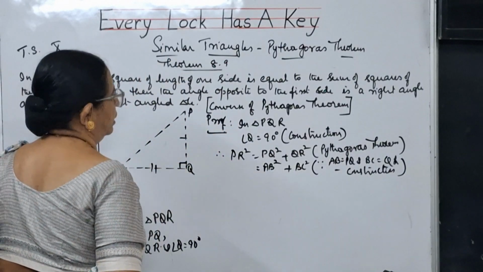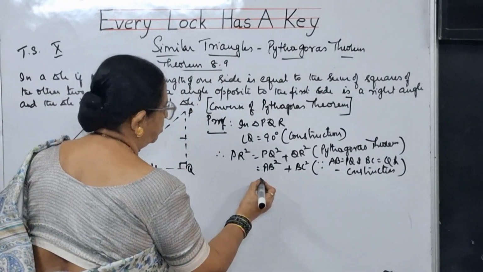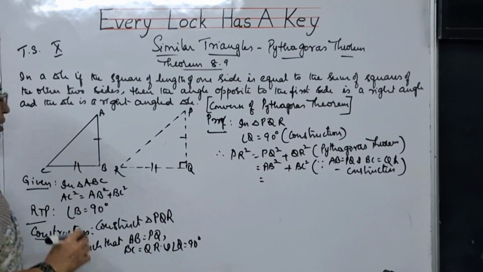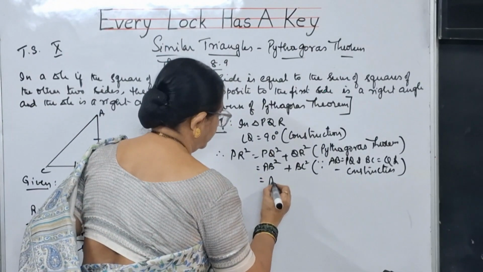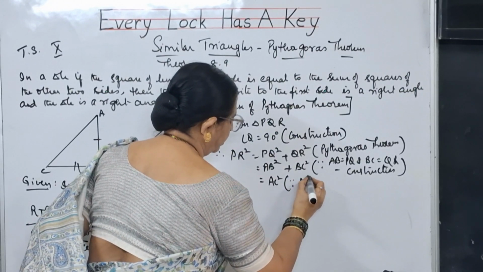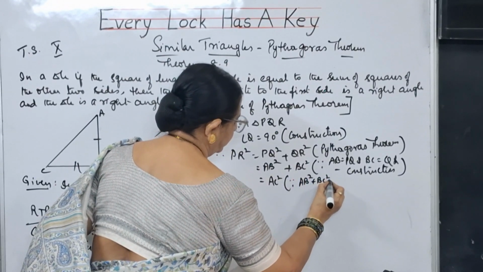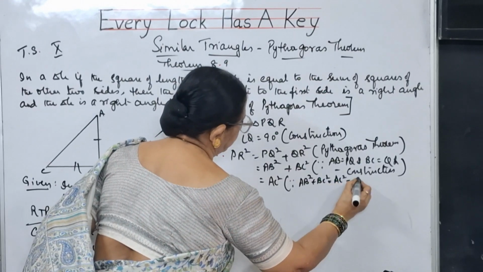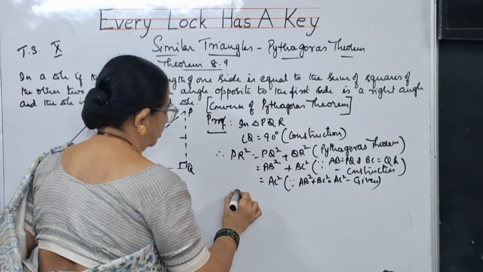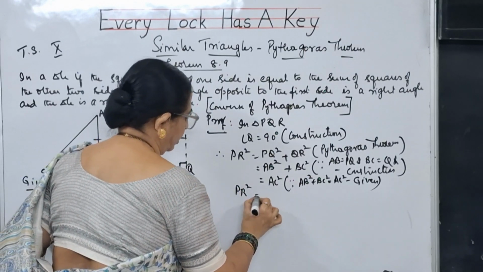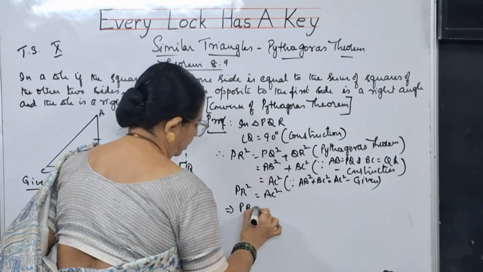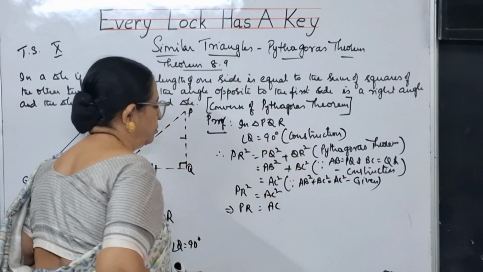So they are equal. So AB square plus BC square. What is AB square plus BC square? It is nothing but AC square, because AB square plus BC square is equal to AC square. This is given to us. So we will be writing it as AC square. That means PR square is equal to AC square. What does this imply? PR is equal to AC.